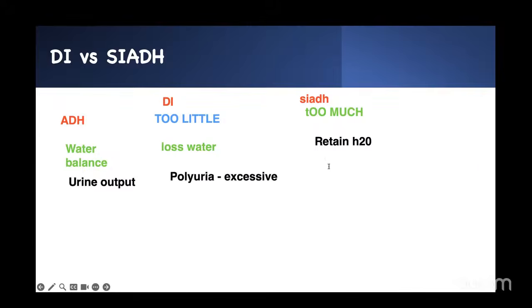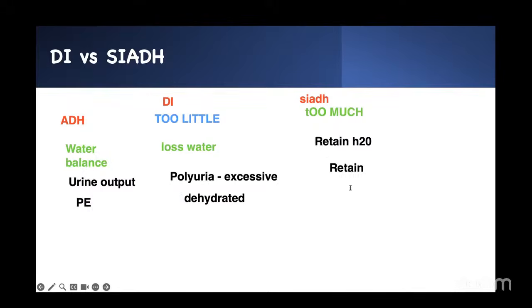These people, in SIADH, have too much ADH. Are they going to have a lot of urine? No. They're going to retain water. So when you look at them physically, what is going to happen? The DI patient, what are they going to look like? Dehydrated. They look dehydrated.